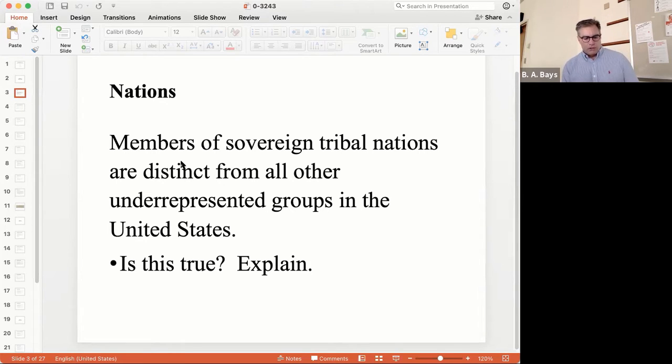And generally that underrepresented group shorthand implies groups that are defined by race, ethnicity, gender, age, ability or disability, sexual orientation. I said gender, but there's also gender identity. So, and the list goes on and on.